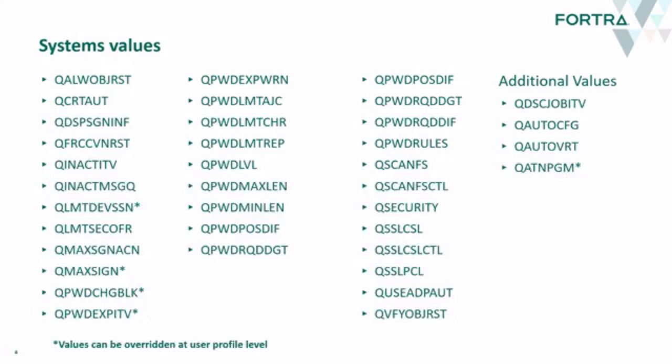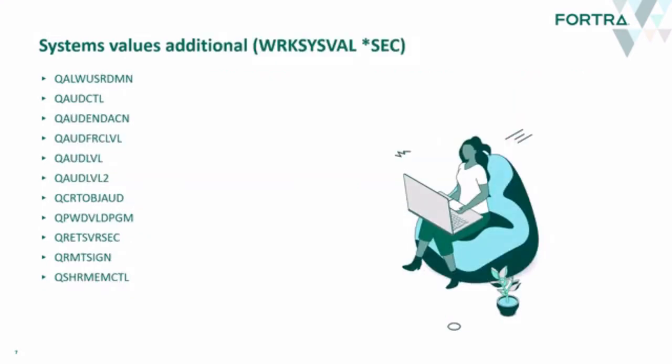The system values that we're going to cover today are all on this list. So there's a lot of them, and like I said, we're going to be going through these in some detail so you can understand what effects they might have on your system. Now, I've also marked those with an asterisk that can be overridden at the user profile, and we'll talk about those as we go through the presentation. Now, with all of these on here, you're probably thinking there can't be many more, but there are, and these are some of the ones that I'm just not going to have time to get through during today's presentation. But they are values that you should take into consideration when setting up your system.